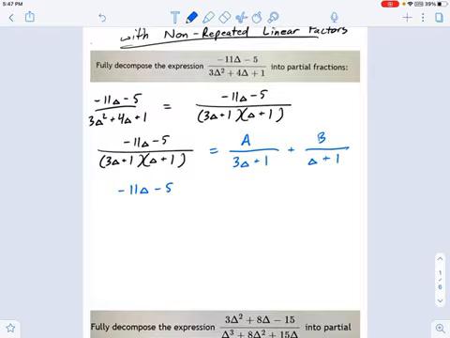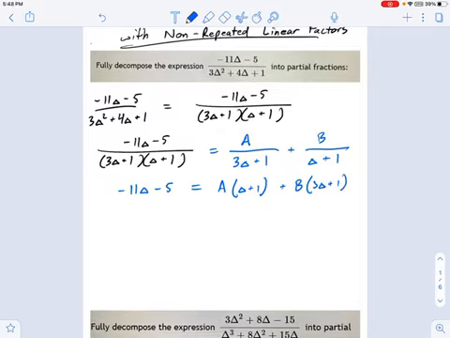When I do that to the right side, one of them disappears, the 3 delta plus 1, but I multiply by a factor of delta plus 1. So I get A times delta plus 1. There we go. And then on the right, when I multiply by both factors, delta plus 1 disappears, but I get an extra factor of 3 delta plus 1. So this becomes B times 3 delta plus 1.